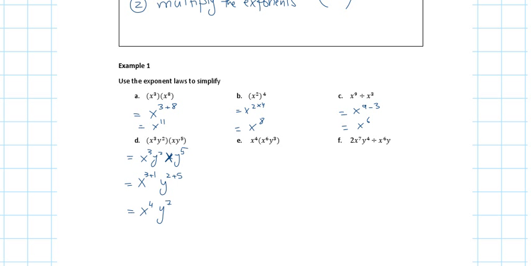If there is no power, it's a power of 1. Try not to put times unless you really have to, because the times and the x look alike, right? So you don't want to mess it up, okay?